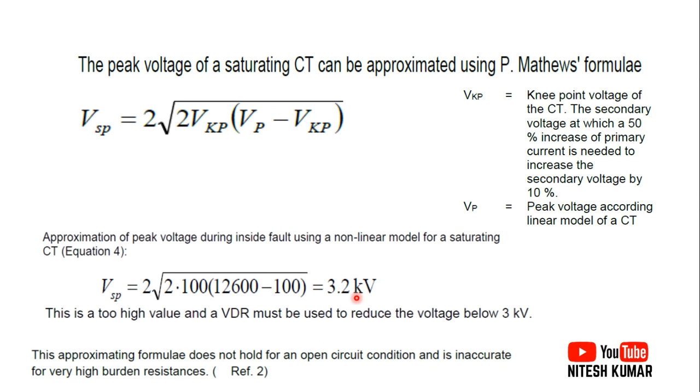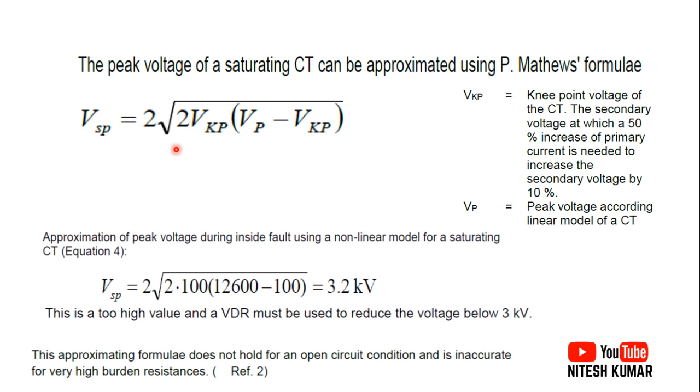So if you have a non-linear circuit where you have used the resistor and a lot of things, then that is your non-linear circuit CT. Okay, non-linear CT model, that is called. In that case, what will be the peak voltage of a saturating CT? Your CT gets saturated, and in that case if you want to find out the peak voltage of your CT secondary, then you can use the P Matthews formula. This is called P Matthews formula.